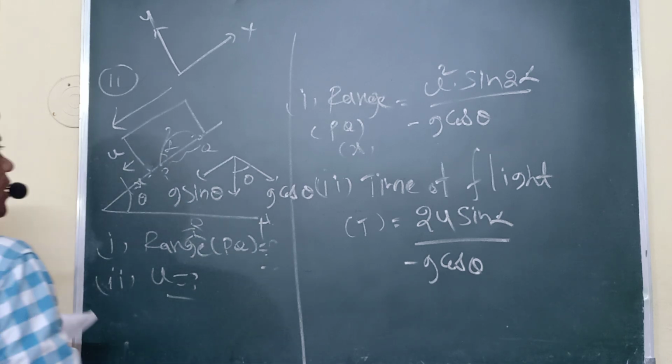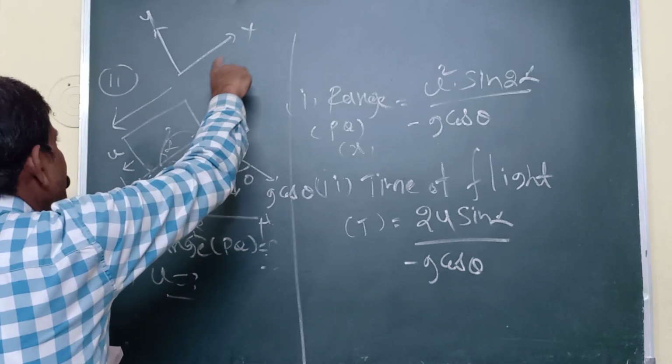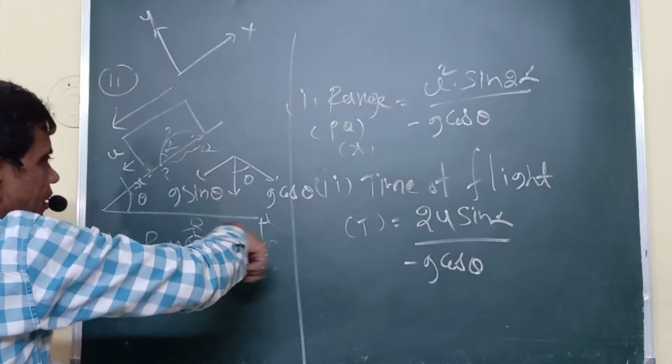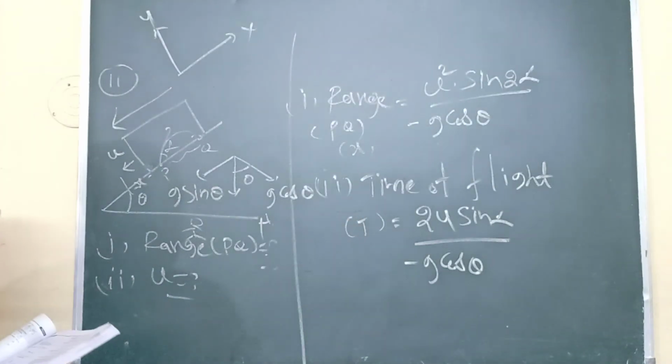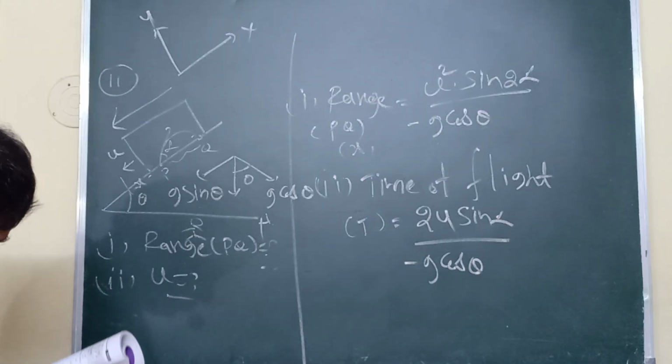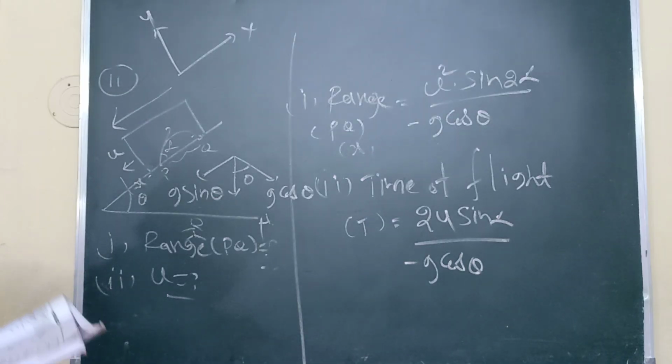So the ball is moving like this. Then what happens? This is the x-axis and this is the y-axis, and g always comes downward only, no? Downward means minus sign. Correct.